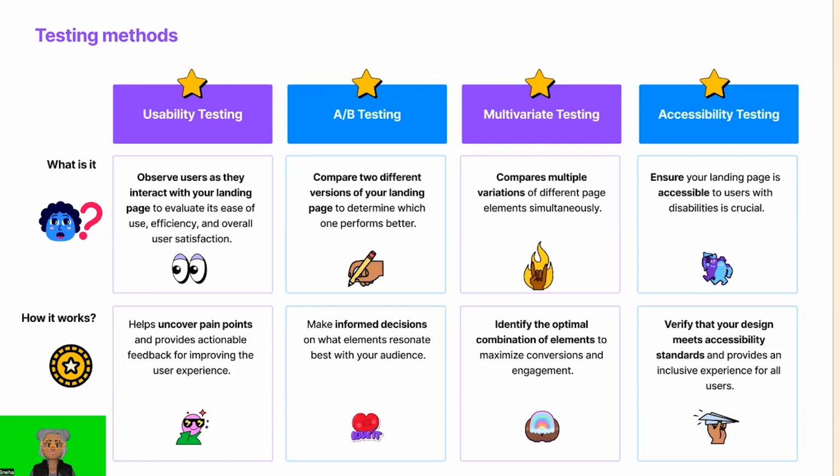The third one, multivariate testing. Similar to A/B testing, multivariate testing compares multiple variations of different page elements simultaneously. It helps you identify the optimal combination of elements to maximize conversions and engagement. And finally, number 4, accessibility testing. This ensures that your landing page is accessible to users with disabilities. And this is a very crucial step. It verifies that your design meets accessibility standards and provides an inclusive experience for all users.